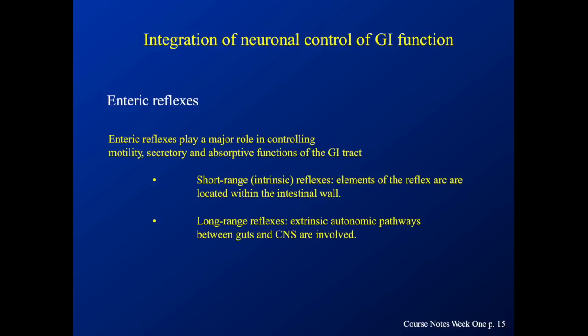So the GI tract is a very integrated system, and we're just going to talk a few minutes about the neuronal control of GI function. We talked briefly then about enteric reflexes, and they play a major role in controlling the motility, secretory and absorption functions of the GI tract. These enteric reflexes are intrinsic to the gut, and the elements of the reflex are located completely within the intestinal wall. And then there are long-range reflexes that are extrinsic autonomic pathways between the gut and the CNS that are involved.